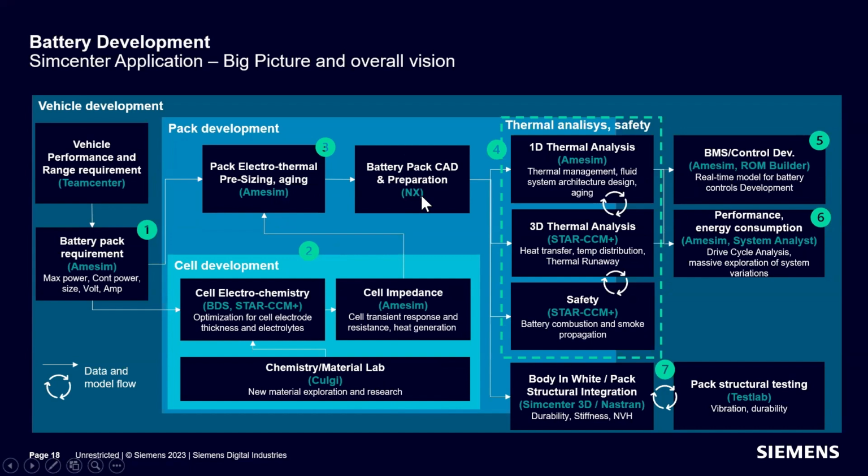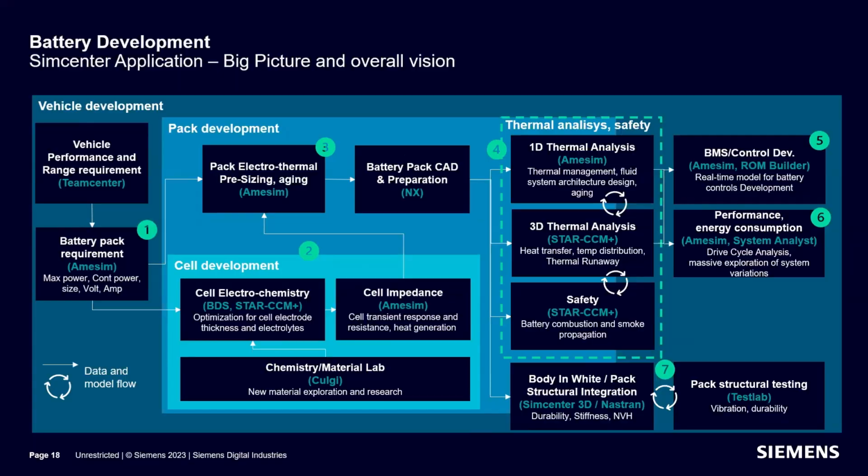AimSim and then NX also are useful. So when you look at analysis, AimSim helps you do the simple 1D analysis, but Star CCM Plus really lets you look at the thermal analysis and the safety. And then really, as you get down to making something and manufacturing, Simcenter 3D and Nash transfer analysis, and then ultimately test lab if you physically want to test something. So that's the list of tools that Siemens has nowadays to really do battery analysis, and it's very complete in terms of the digital twin and the digital thread that lets you do full battery design, assessment, and manufacturing.